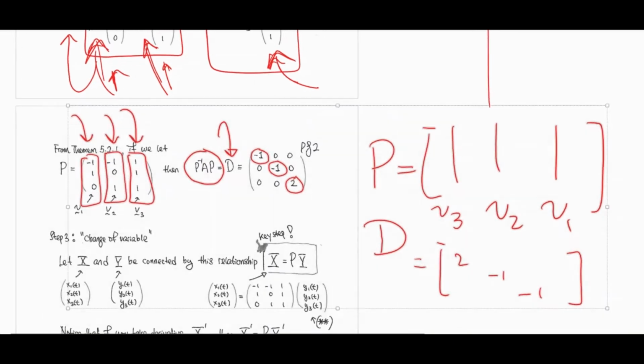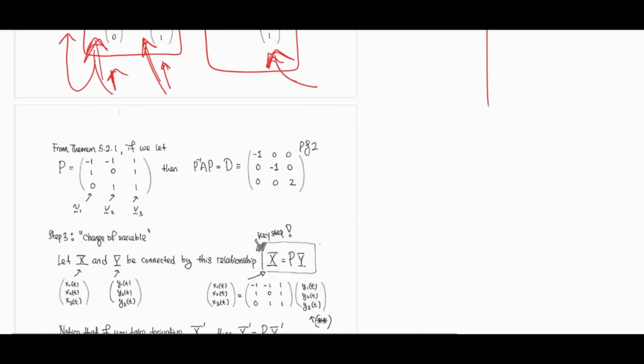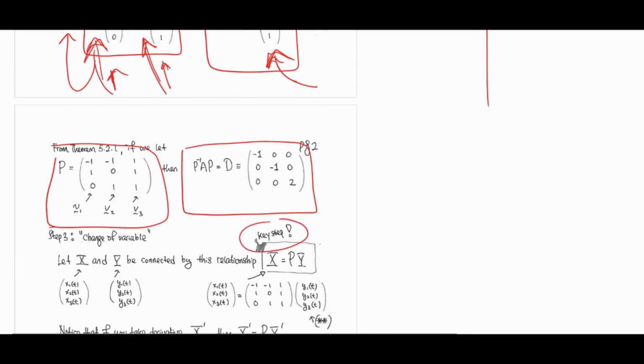So suppose, let's follow the notes and say that our P is constructed this way. So we will have P inverse AP equals D. Now here comes the critical steps. Here comes the key step, which in the notes refers to step 3, change of variable.